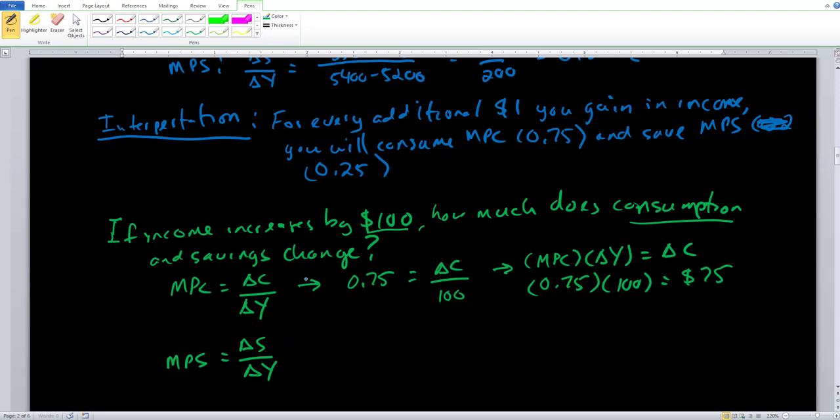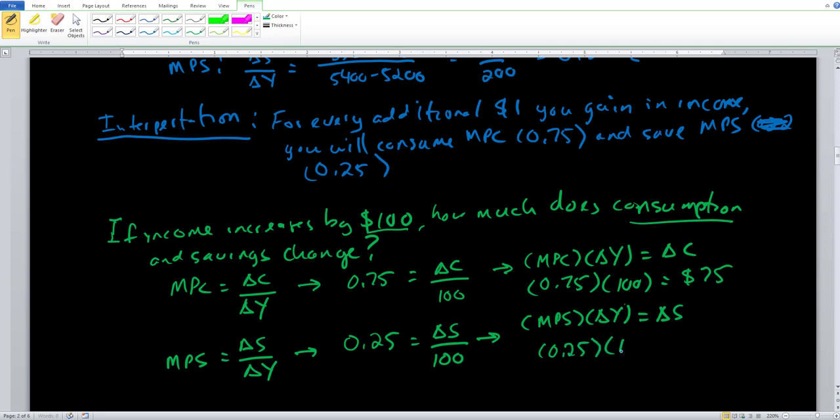Same thing for savings. How much does our savings change? We don't know change in S, but we know MPS and we know change in Y. MPS is 0.25. We're trying to solve for the change in S, and we know that the change in income is equal to 100. Sorry, I need to change this up. So MPS times the change in Y will give us the change in S right here. So once again, just using these equations, algebraically manipulating them just a little bit to solve for our particular unknown. Here, 0.25 times 100 will give us $25. So out of that same $100, you are now going to save $25 there.